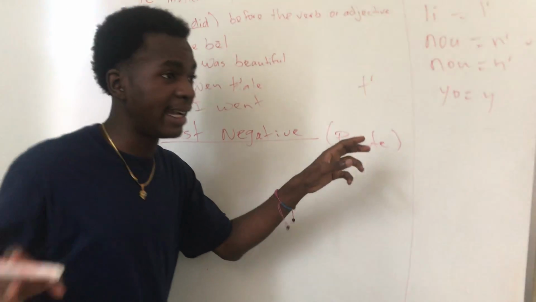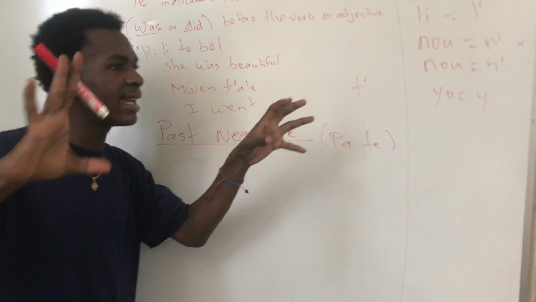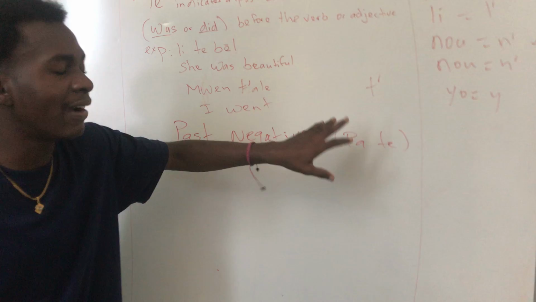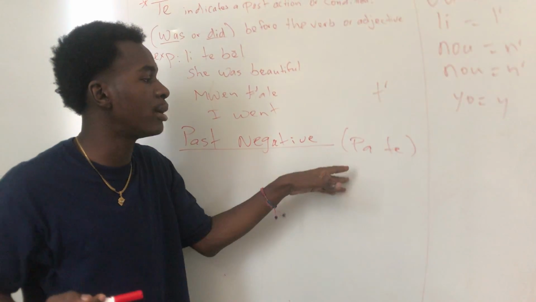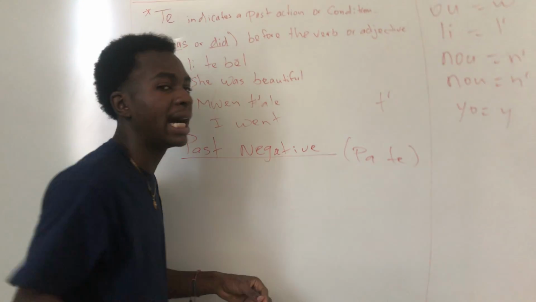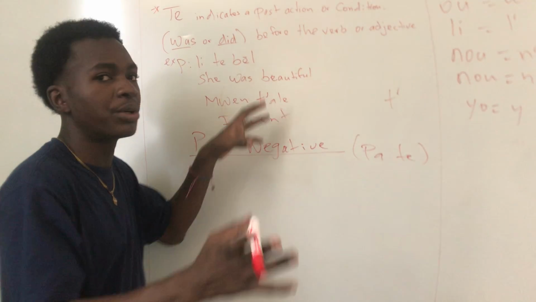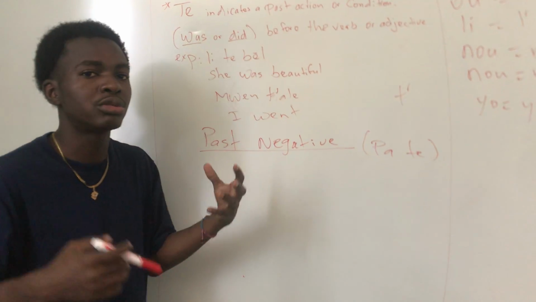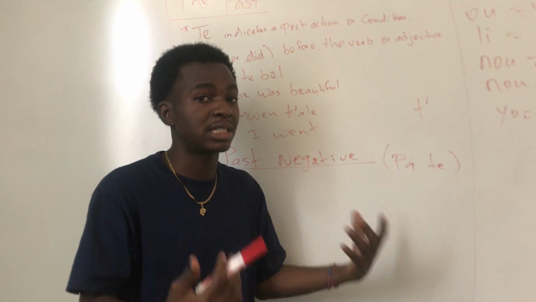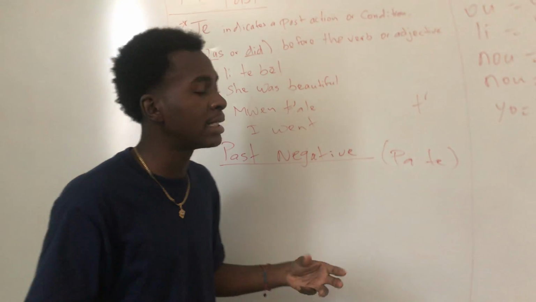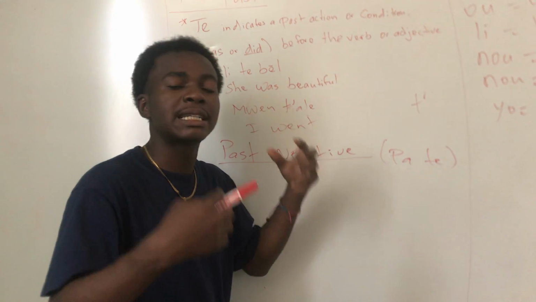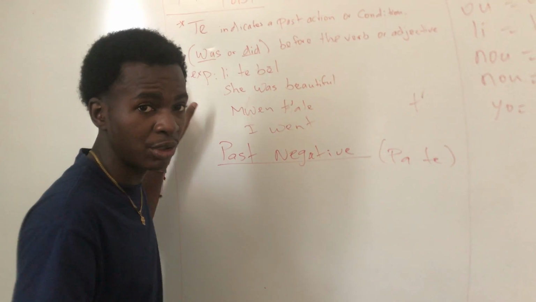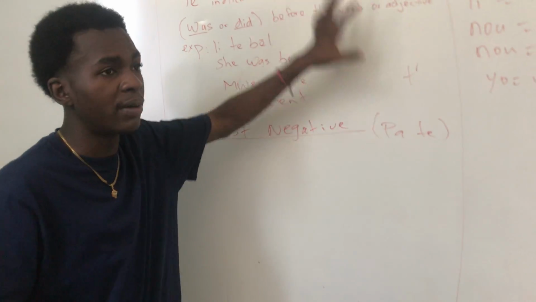So again, I did say that the negative form, every time you're speaking about the negative form, you will find this word pa. All these were done in the previous lessons. So again, if you're new to the Haitian Creole lessons, please make sure you follow the past videos that we did. We cover all of these.